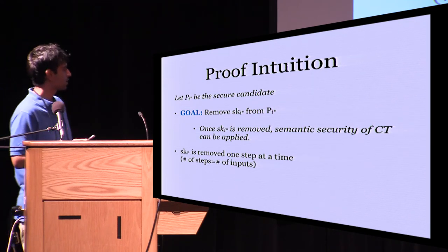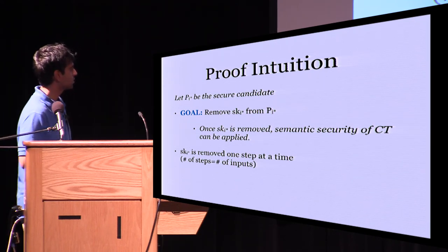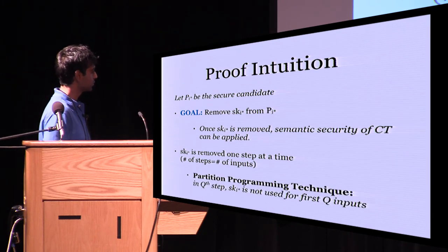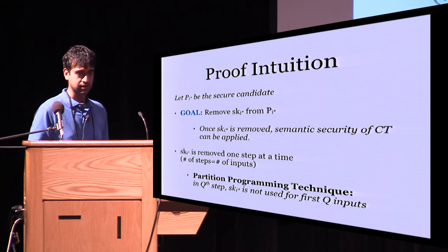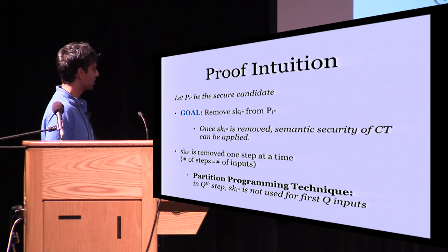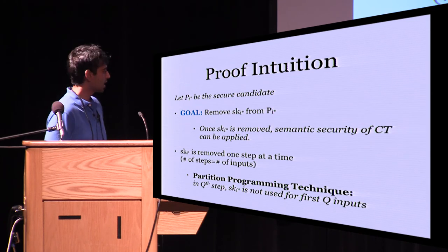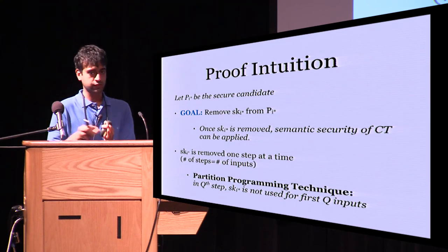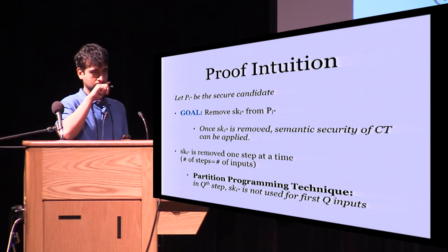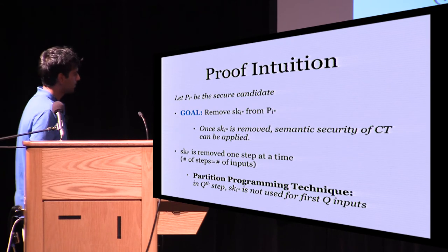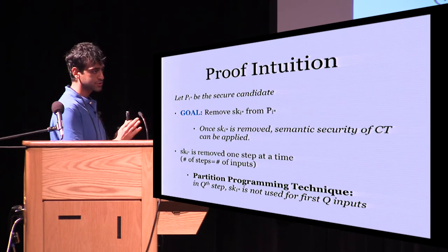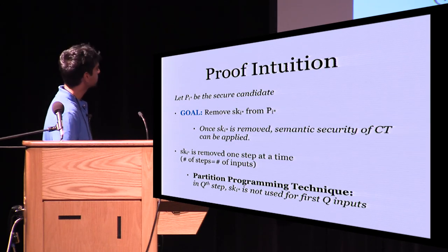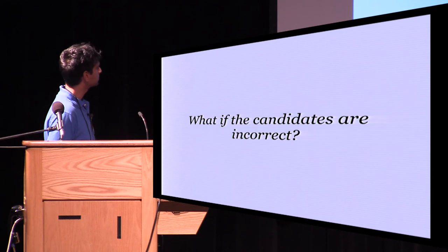If you're familiar with punctured programming techniques, it follows along those lines. But more specifically, we are going to use a technique called partition programming technique, where in the qth step, you will have SKI star not used for the first q inputs, but it is used for all the rest of the inputs. Okay, so this is the high-level proof intuition. You can work it out and show that this is secure. So let me move on.